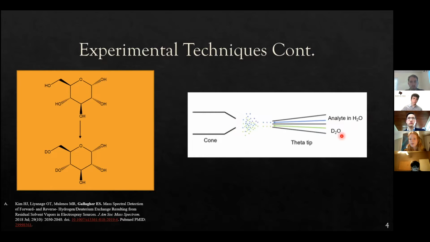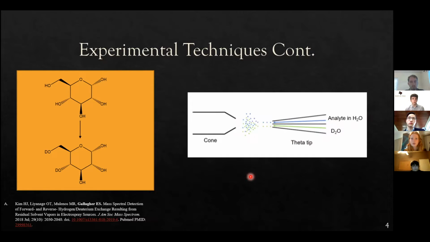This is what's going to limit our time of exposure of D2O to the analyte molecule. This type of technique was first described for proteins. We see that proteins have very long exchange timescales, so it takes much more time for deuterium to exchange with some of those amino acids that are in deeper folds of the protein.